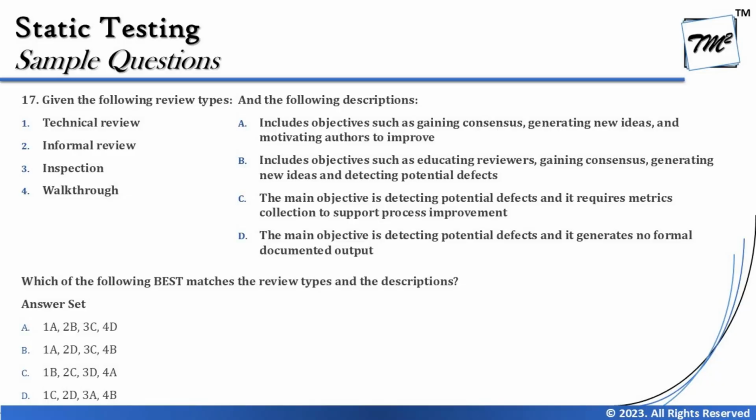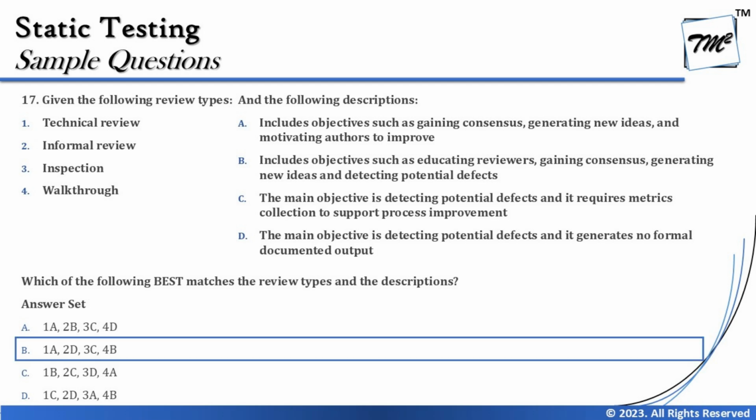So I think with that being discussed, we can conclude straightforwardly that the right answer for this particular question is B, that is 1 goes to A, 2 goes to D, 3 goes to C, and 4 goes to B, as the perfect match for each type of review with their respective objectives.